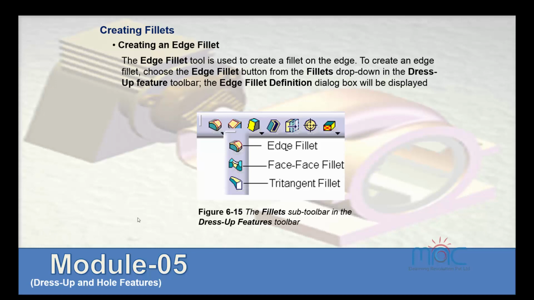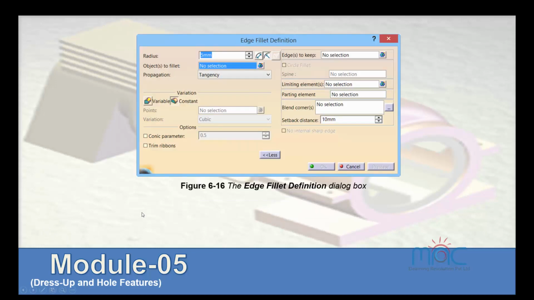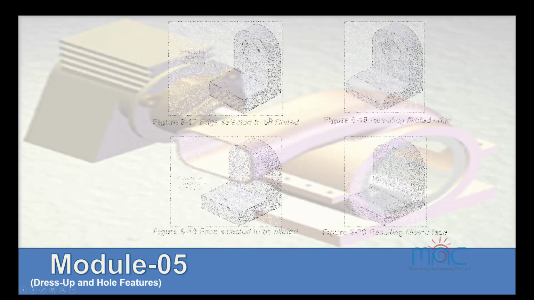So let us look at the different types of fillets. If you go to the edge fillet, there you need to have your radius, and also you need to select your object where you need to apply that. And the propagation is very important. How do you propagate that fillet? By maintaining tangency or different conditions. And I was discussing the constant radius or variable radius, that is also very important. And also you need to have the variation in cubic pattern or different other patterns.